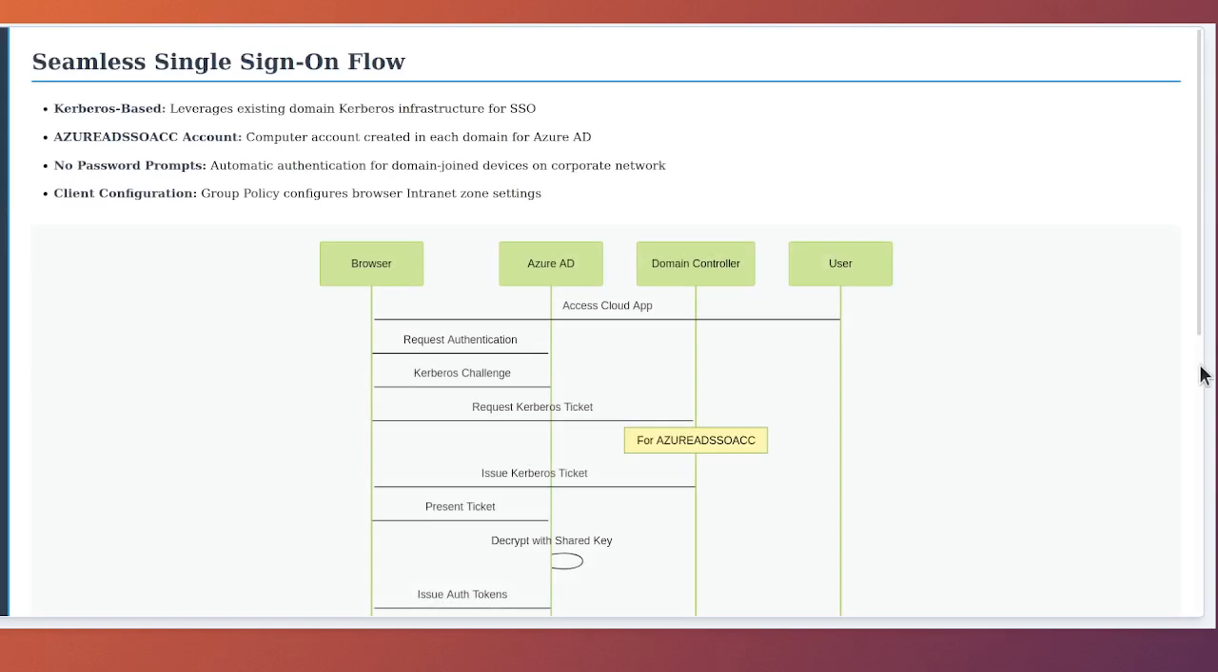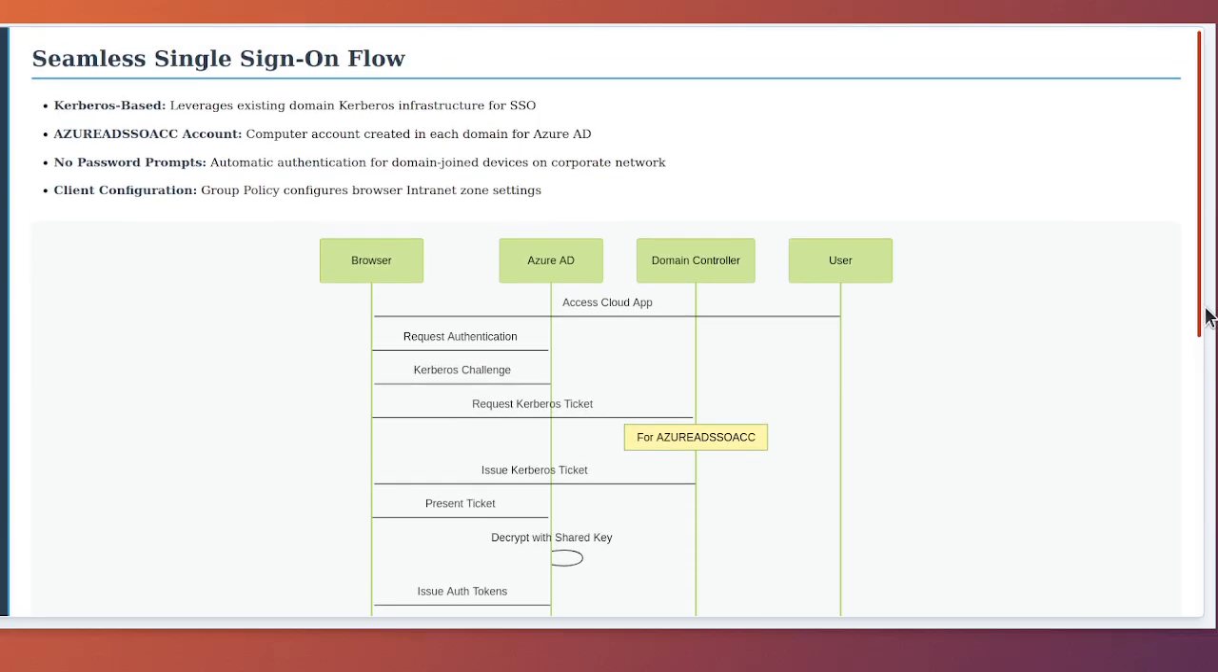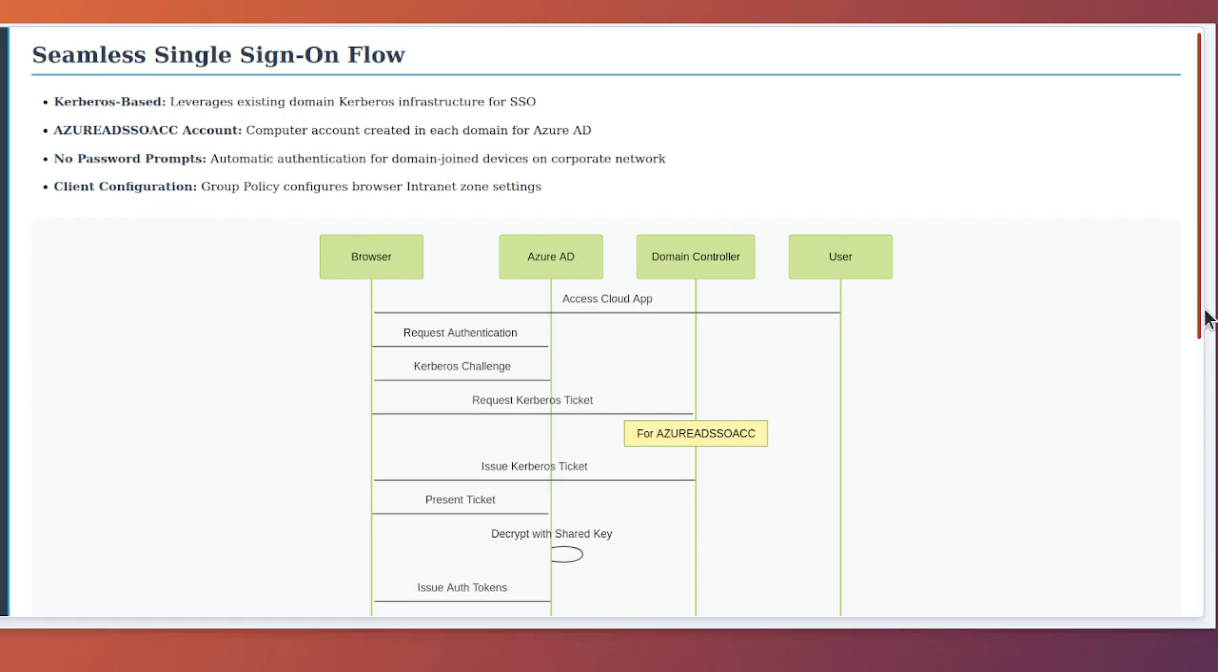Seamless Single Sign-On implementation. Seamless Single Sign-On is a feature that provides automatic sign-in to Azure AD for users on domain-joined computers connected to the corporate network. When properly configured, users do not need to enter credentials to access cloud applications, as their on-premises domain credentials are seamlessly used for Azure AD Authentication. This feature dramatically improves user experience by eliminating repetitive password prompts while maintaining strong security through integration with existing Kerberos infrastructure. The technical implementation of seamless single sign-on relies on Kerberos protocol and integrated Windows authentication.